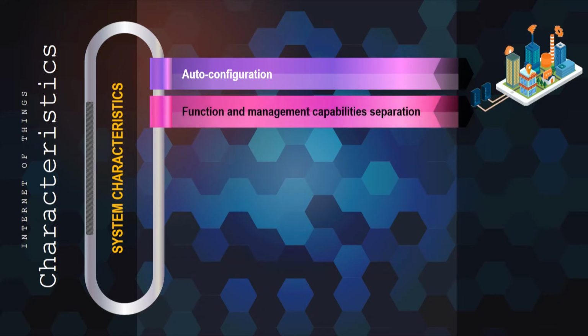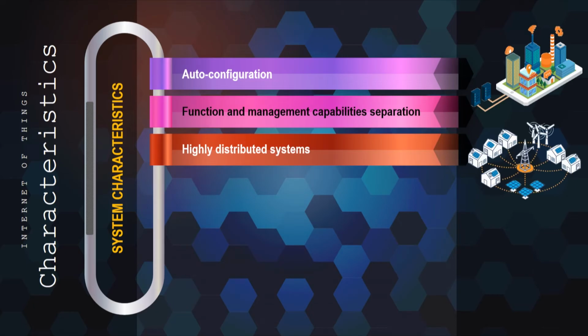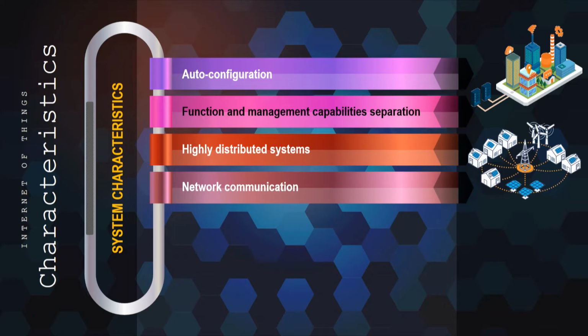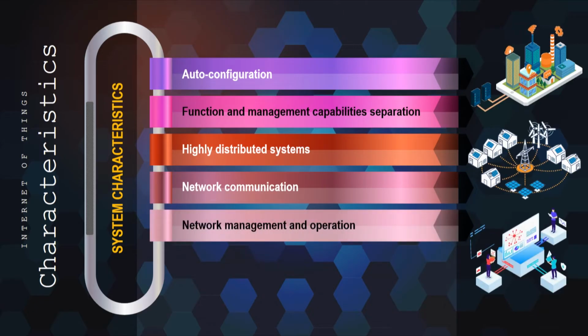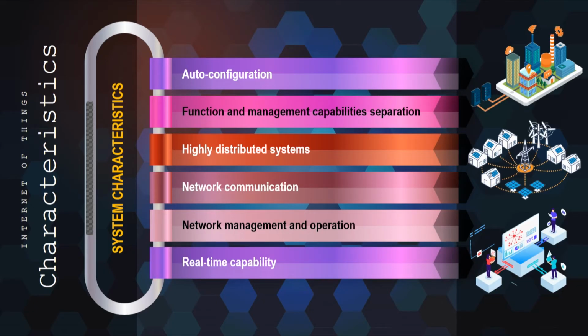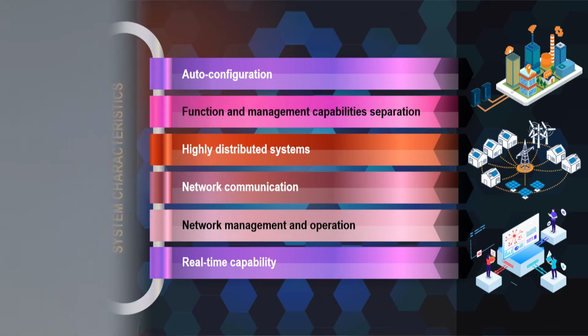Then function and management capabilities: it is a highly distributed system. The IoT system is not a centralized system, it is highly distributed. Everywhere it can be distributed, and all the distributed systems can be connected together to share the information. Network communication of course should be there, because it is Internet of Things, so internet connectivity should be there. All the devices or IoT systems can manage the network and cooperate in the network. Another main characteristic is the capability of taking real time data. Every sensor can take real time data, and that is the biggest characteristic of the IoT system.